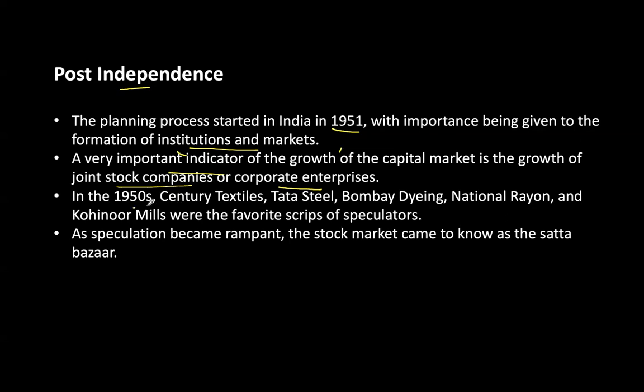So in the 1950s, maybe we had Century Textiles, Tata Steel, Bombay Dyeing, National Rayon. These are certain examples that we can cite. Kohinoor Mills. They were the favorite scrips of the speculators. So speculation is also very high in the stock market. Again, high risk and high volatility because of this.